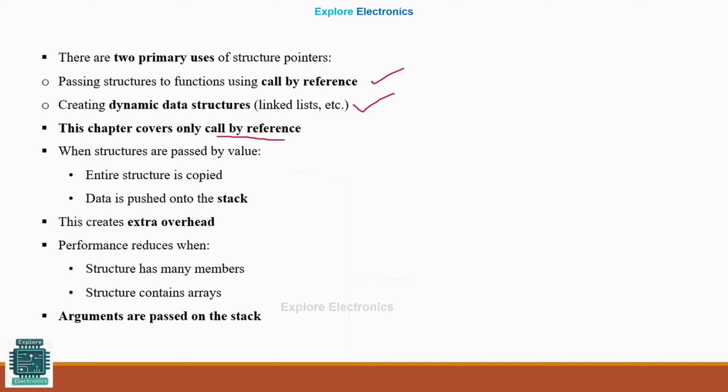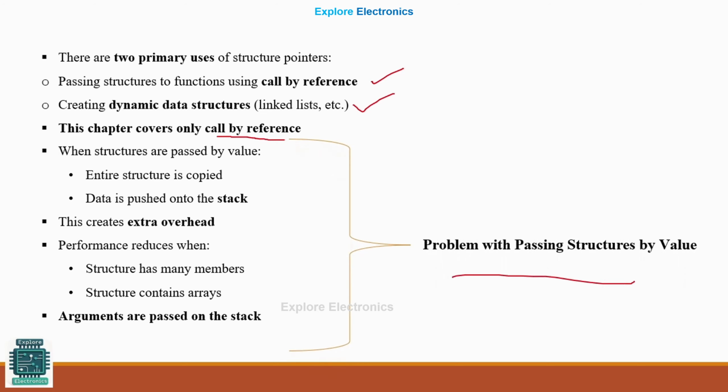Here, when structures are passed by value, let me show that also. The problem with passing structure by value is these things. When structures are passed by value, the first one is that the entire structure is copied and then moved onto the stack. This creates extra overhead. This is the first problem. Then performance reduces. This is the second problem, as the structure has many members, and if the structure contains an array and arguments are passed on the stack. So these are the two problems while passing structure by value.